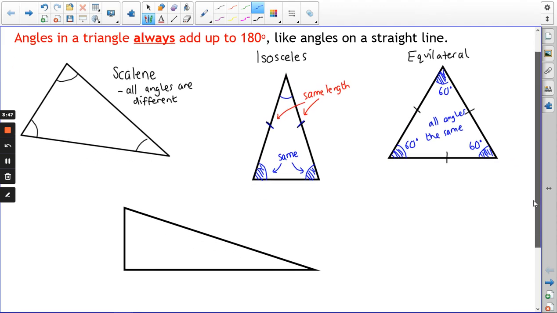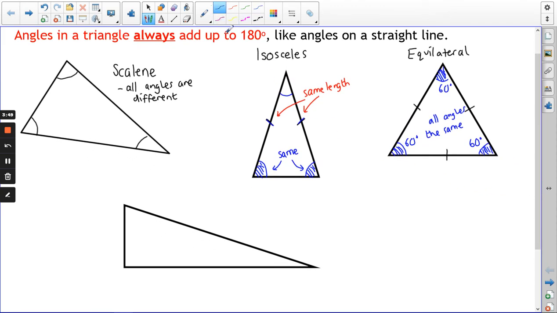And then down at the bottom here, what makes this triangle special is that it's got a right angle in the corner. So this is a right angled triangle. It's special because it's got that 90 degrees in one corner. And then the other two can be anything you like.